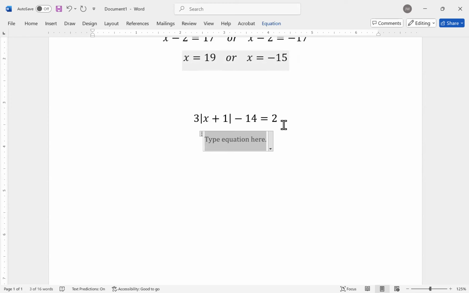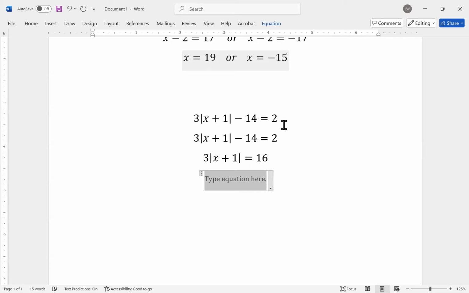Let's take a look at this example. Here we have 3 times the absolute value of quantity x plus 1, minus 14, is equal to 2. I start out wanting to isolate that absolute value. In this case, I would add 14 to both sides. When I add 14 to both sides, I get 3 times the absolute value of quantity x plus 1 is equal to 16.